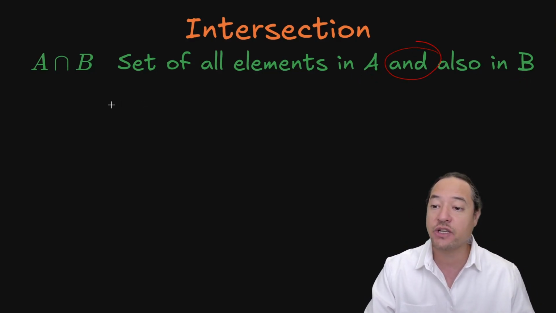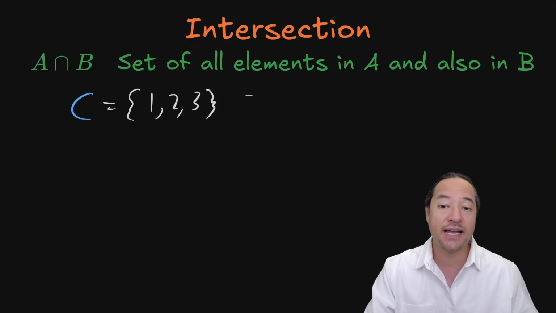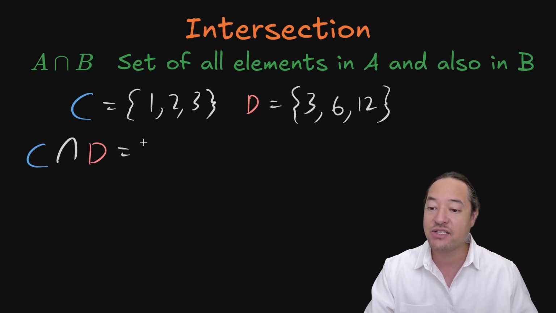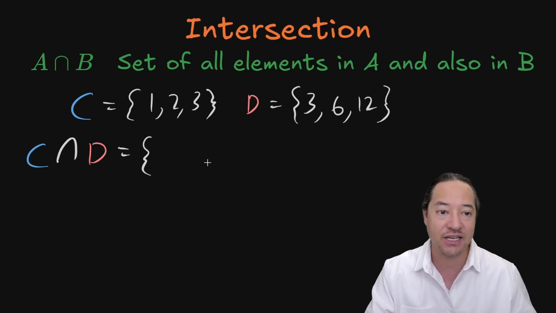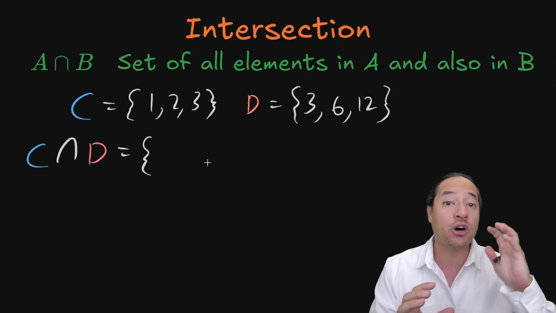So let's look at an example here. Just as before, we're going to have our set C, and that was the elements 1, 2, 3. And then we also had our set D, and those consisted of the elements 3, 6, and 12. Okay, so now we want to use the intersection operator. So we're going to have C intersection D, and this is going to give us a new set. Now, what do you think are going to be the elements in this set? Well, it's going to be all of the elements that are in C and also in D.